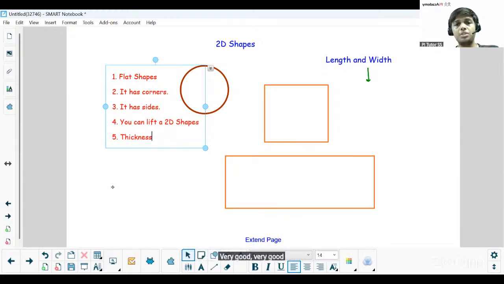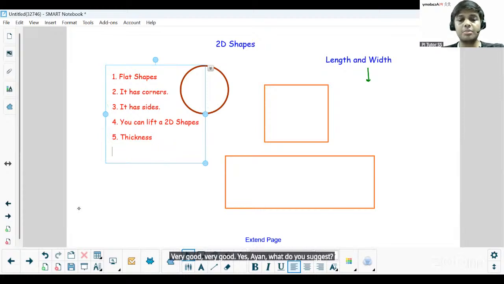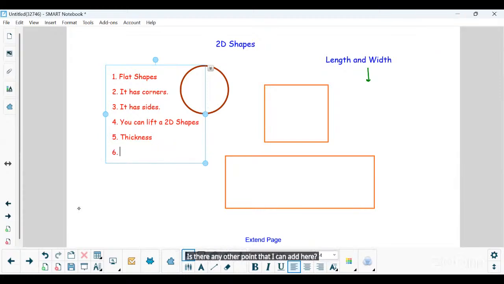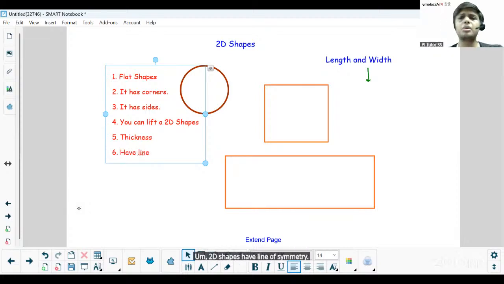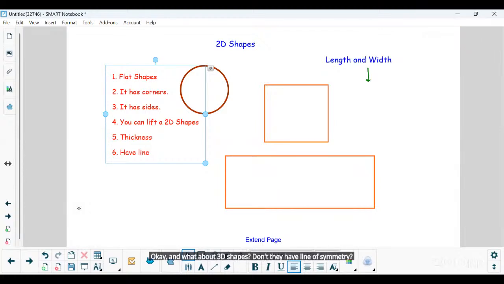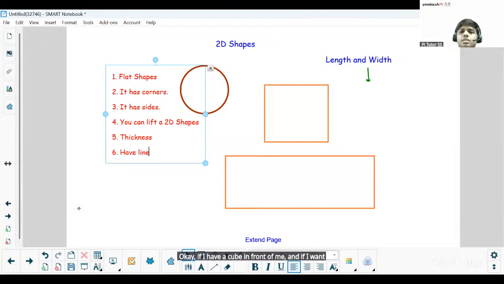Yes, Ayan, what do you suggest? Is there any other point that I can add here? 2D shapes have line of symmetry. Okay, and what about 3D shapes? Don't they have line of symmetry? No. Okay, if I have a cube in front of me and if I want to cut it right from the middle, don't you think we can do it with the help of just a straight line?